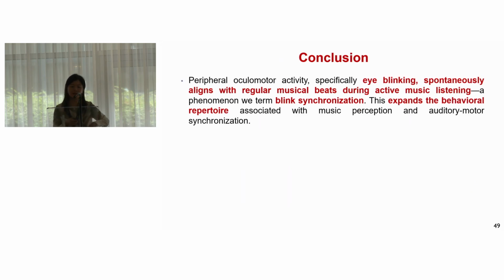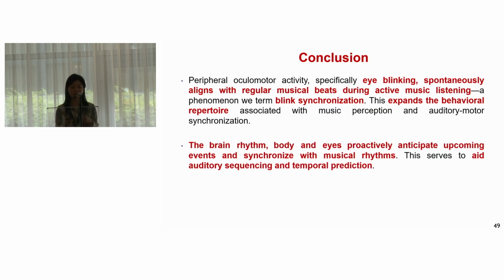So the conclusion here is that we found peripheral oculomotor activities, especially eye blinking, spontaneously align with the regular musical beat during active musical listening. We think this phenomenon expands the observed behavioral repertoire associated with musical perception and auditory-motor synchronization. Not only our brain oscillations, but our bodies and our eyes proactively anticipate upcoming events and synchronize with musical rhythms. This serves to aid our auditory sequencing and temporal predictions.